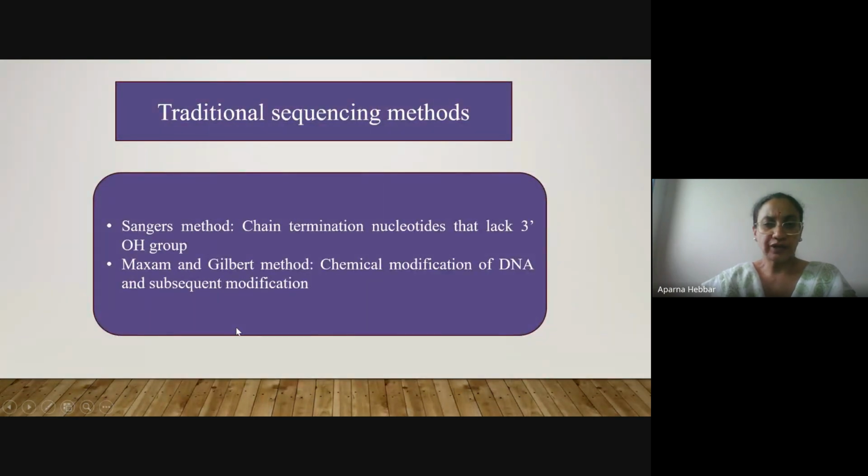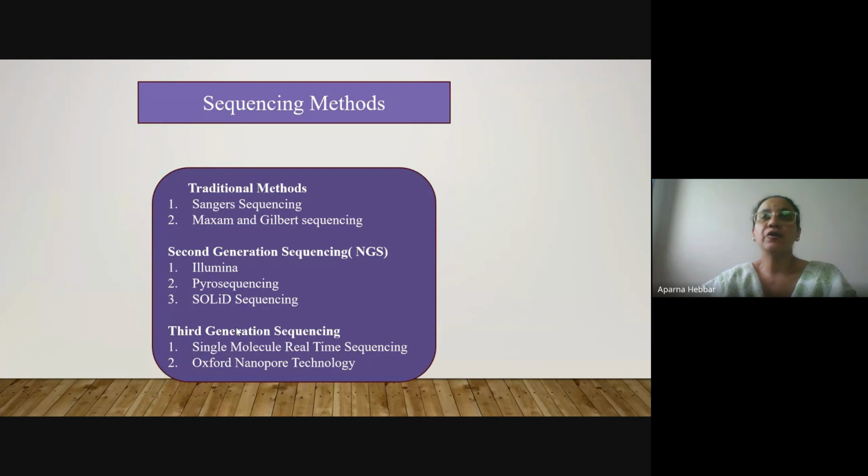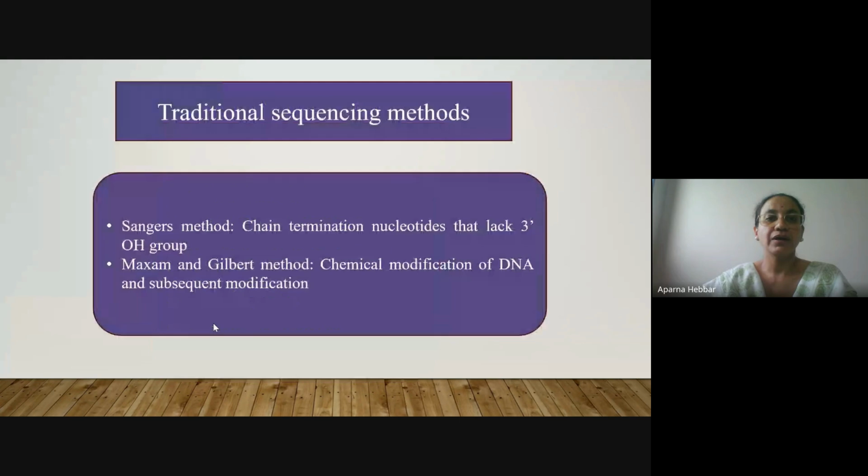In addition to this, what is quoted here is only a brief classification, I can say. Further innovations and changes have taken place, further research is going on, and further expansion of these sequencing methods is going on. Then traditional sequencing: the basic idea behind Sanger's method is chain termination.